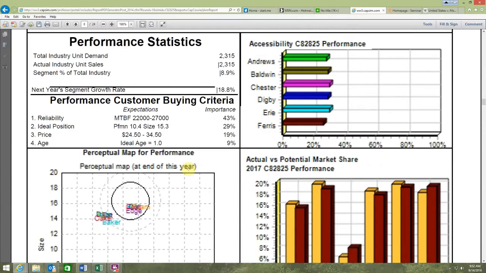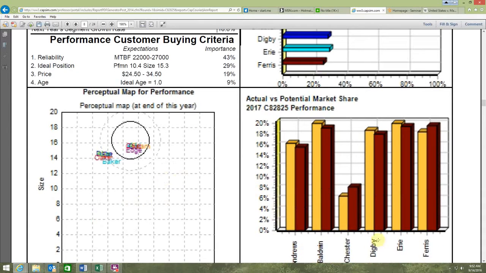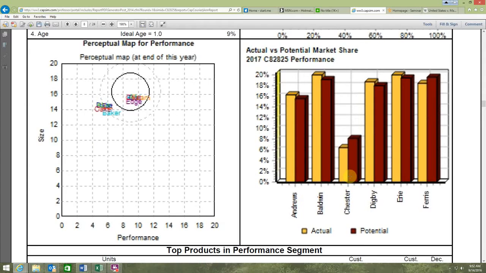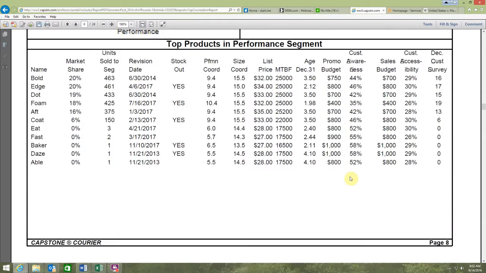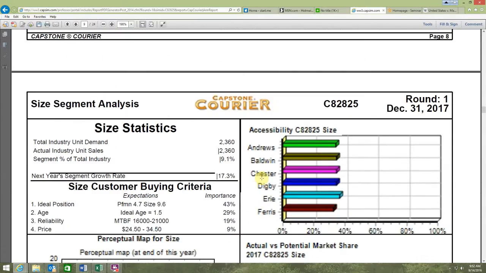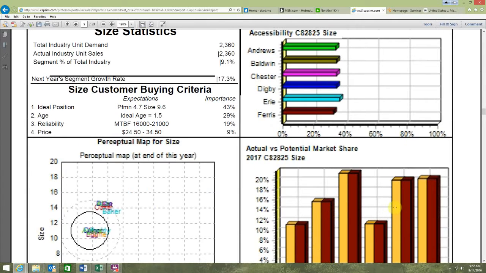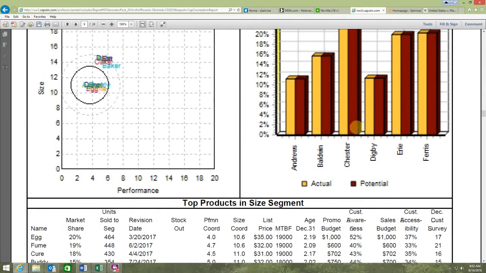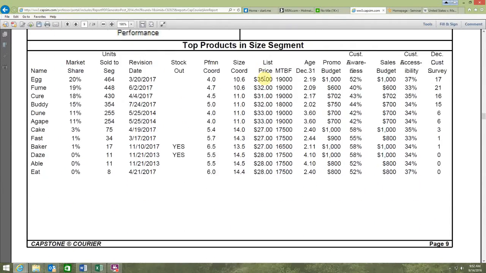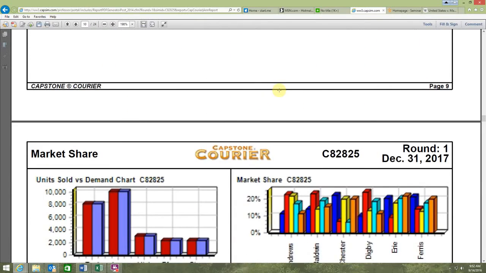I don't want to spend a ton of time. You guys should, though. You should spend a lot of time. Chester has a very low potential here in the performance. I thought it was kind of odd when I looked at this, because in the size, on the other hand, Chester had a huge potential. Quite a bit of difference, so you guys should take a look at that and see why.